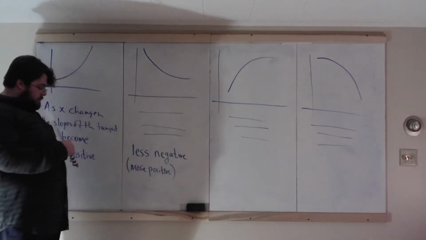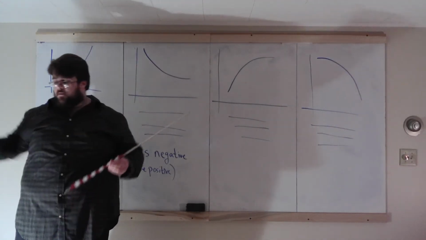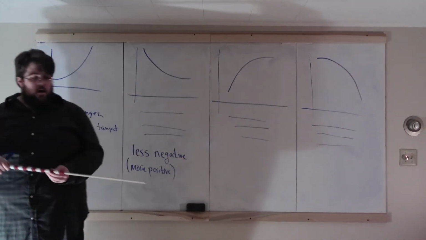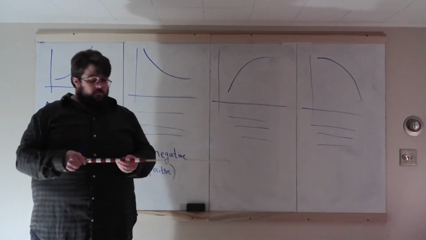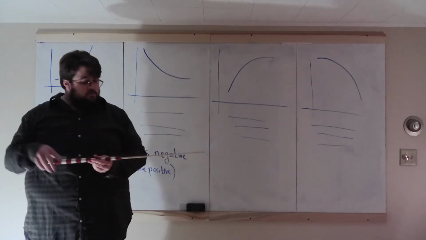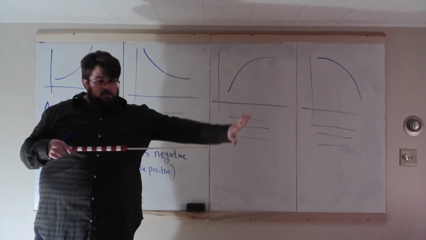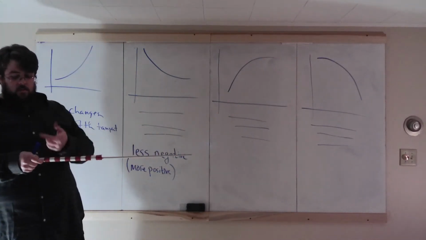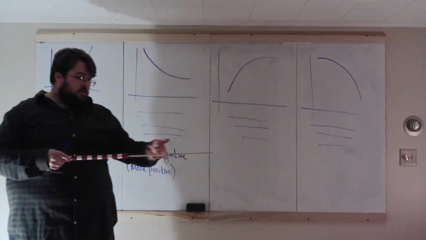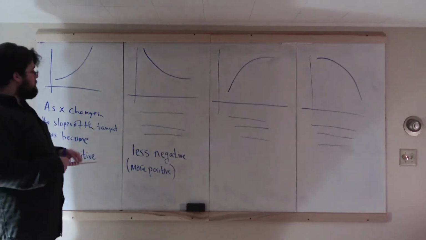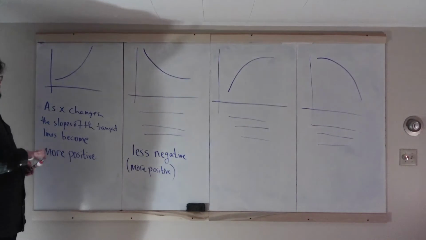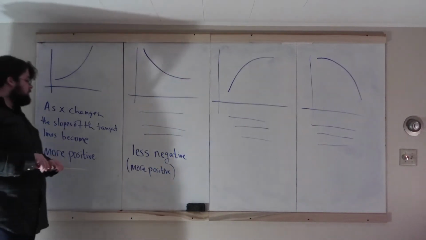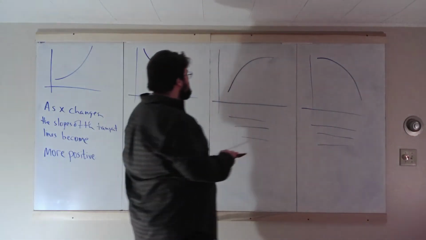With this less negative, more positive, you can just think of the number line. If this is the number line, positive infinity, negative infinity, and the numbers go in this direction, they're becoming more positive. If you have -50 and you go to 50, those are becoming more positive. So in both of these cases, slopes of the tangent lines became more positive. What happens in this third case?